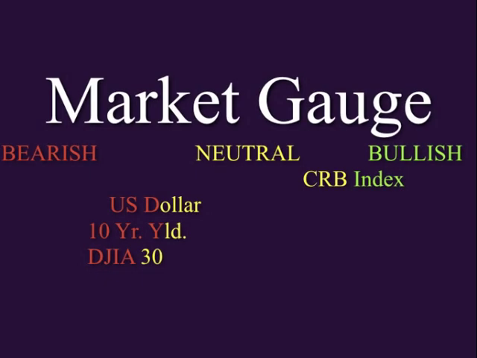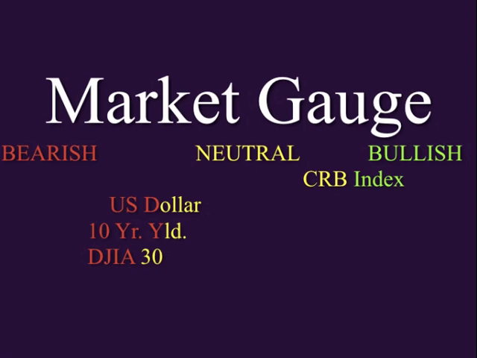And we take a look now at the market gauge. The object here is to be as far in the right column in bullish territory as possible, and as far away from the left column in bearish territory as possible. And this week, in first place, it was a clear winner with the commodities. We had the CRB Index. First place here, it's right between the bullish and the neutral.